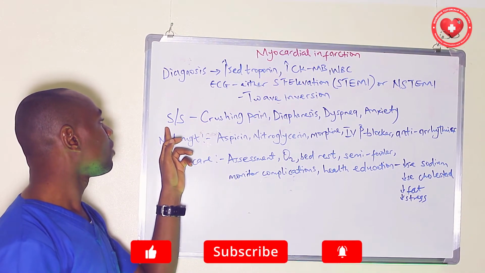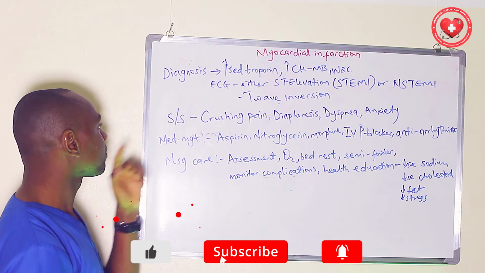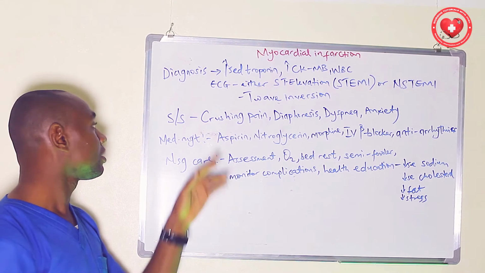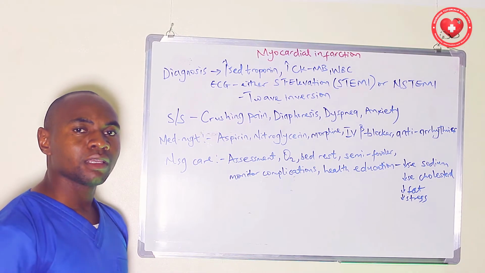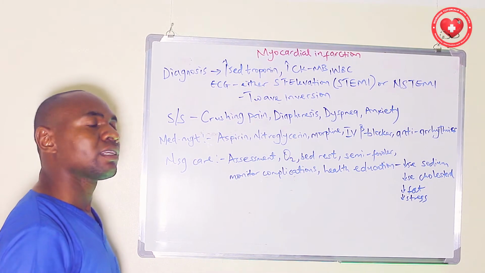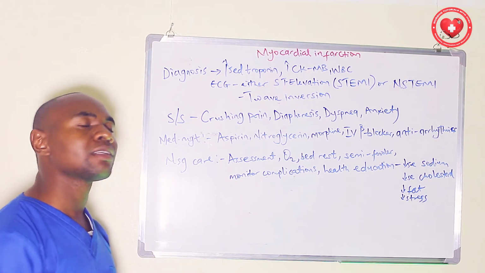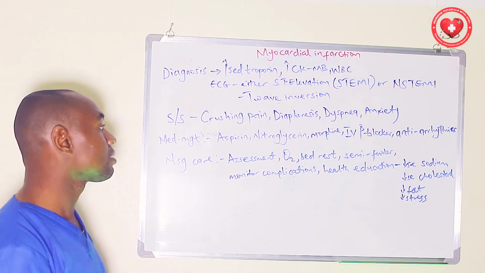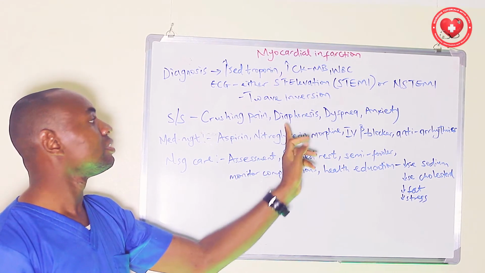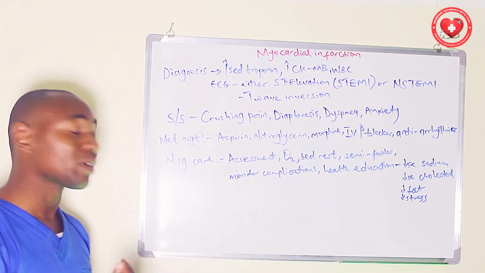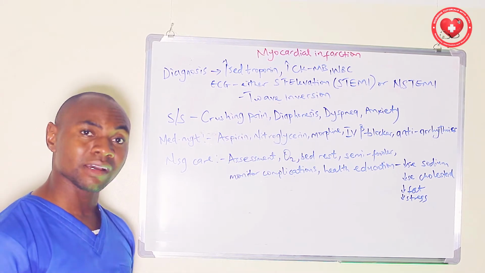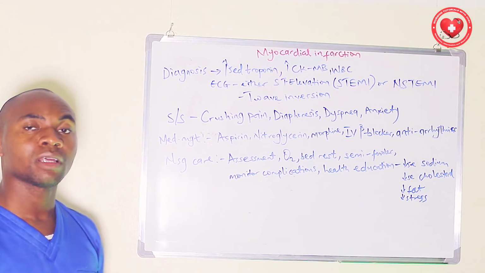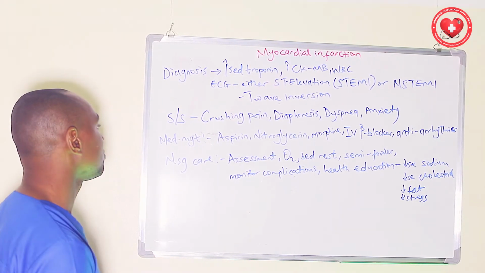Now, we are going to look at the signs and symptoms. One of the signs and symptoms in myocardial infarction is crushing pain. In fact, the pain is so severe that the person could go into a fainting attack, and the pain lasts for a very long time, about 30 minutes. We also have diaphoresis, that's excessive sweating. We also have dyspnea, anxiety, pallor, and other signs and symptoms.